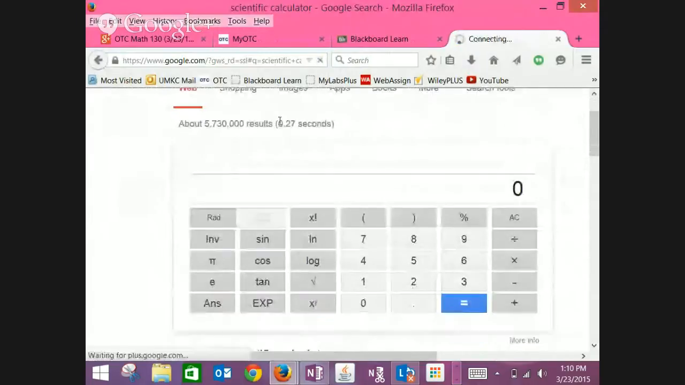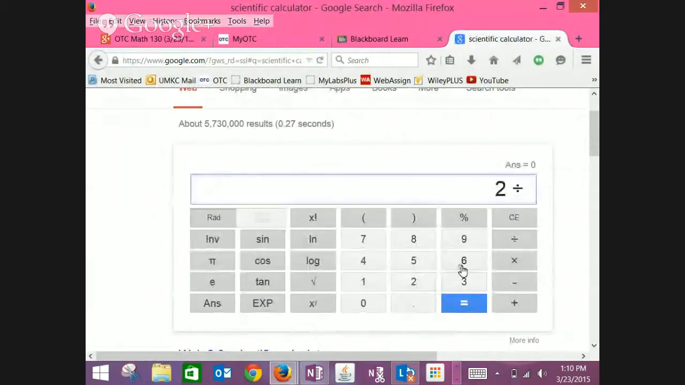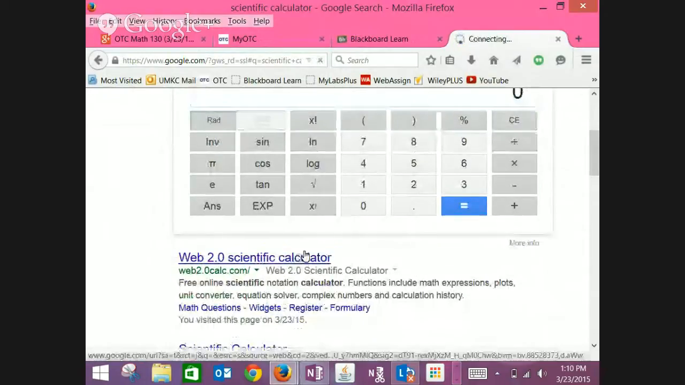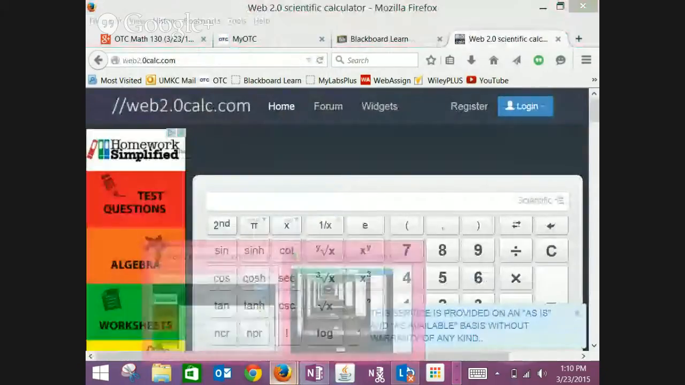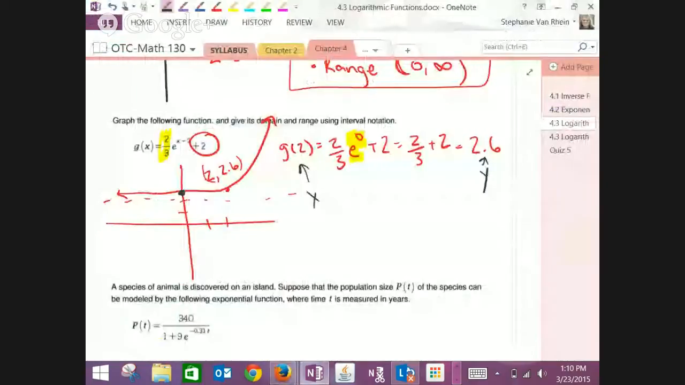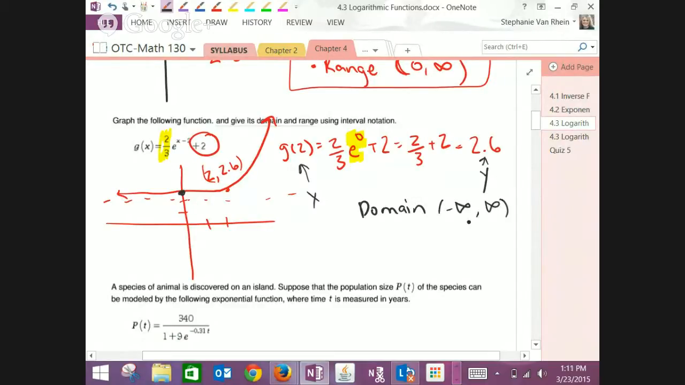And the plus 2 is how you got your vertical aspect. That's going to affect my range, right? So the domain is not affected. You cannot affect the domain of an exponential function. It's always going to be minus infinity to infinity.